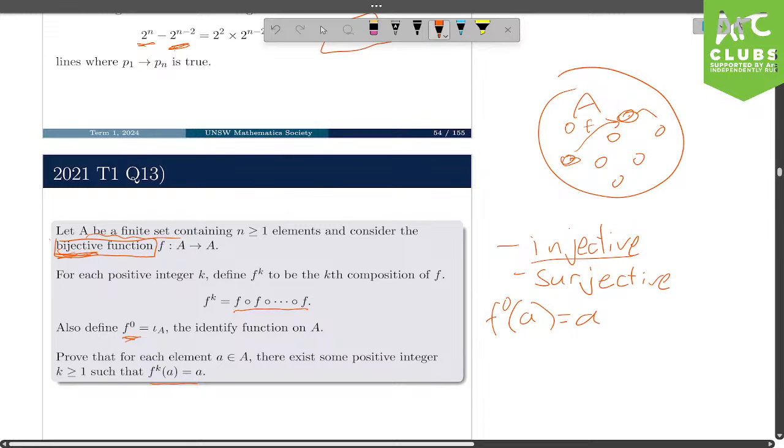Now I'm going to keep on drawing some lines, and maybe I have a line going there. And I'm going to observe that A is a finite set. What that means is that it actually must cycle back on itself. So let's say I go here, and let's say the cycle goes something like this.